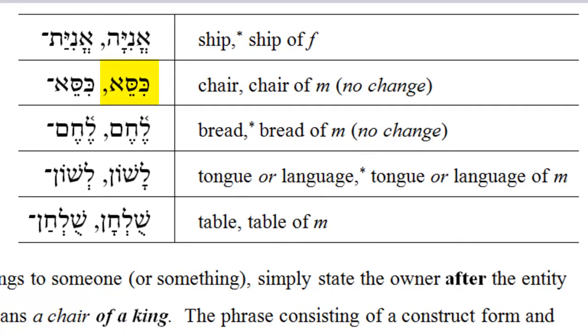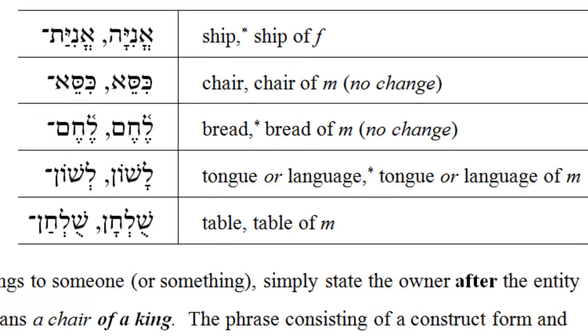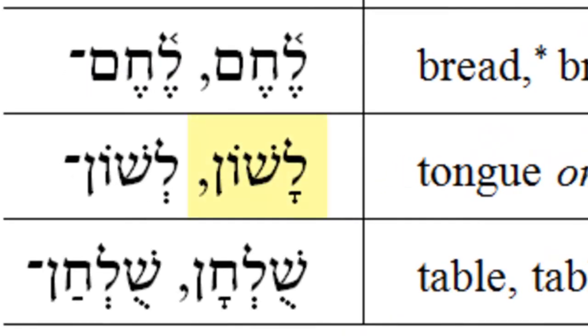The second word is new to you, a piece of furniture, kiseh. In the construct form, there is no change, kiseh. The third word you've met before, lechem. And when in the construct form, no change, lechem. The fourth word is new to you, lashon. In the construct, you'll see that the first vowel reduces from a kametz to a shva, lashon.